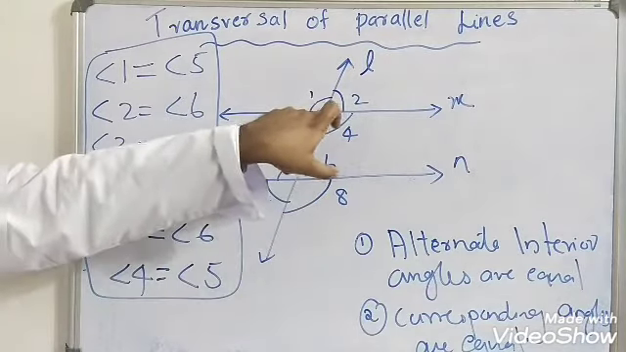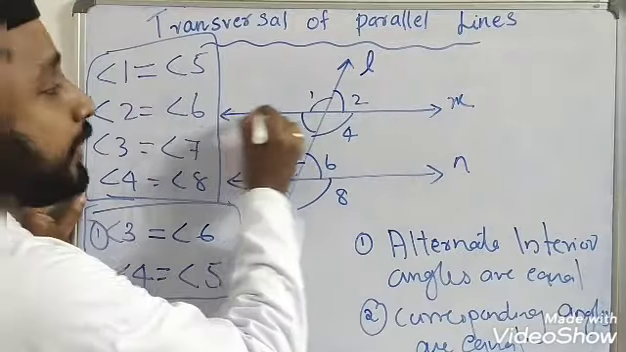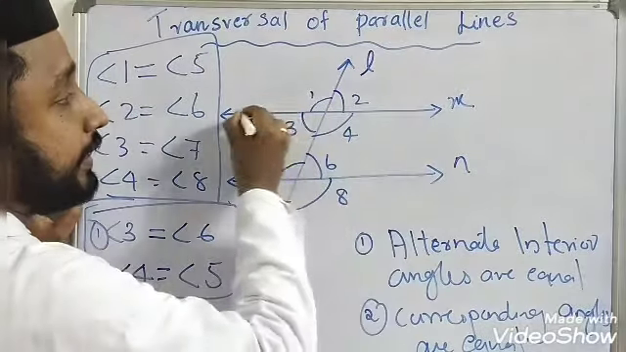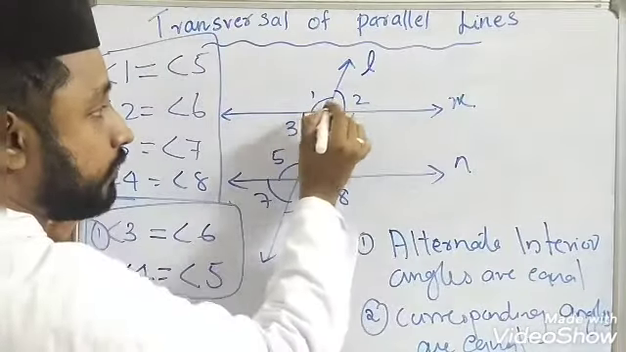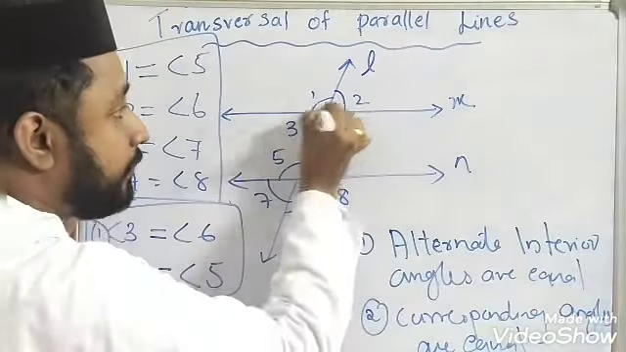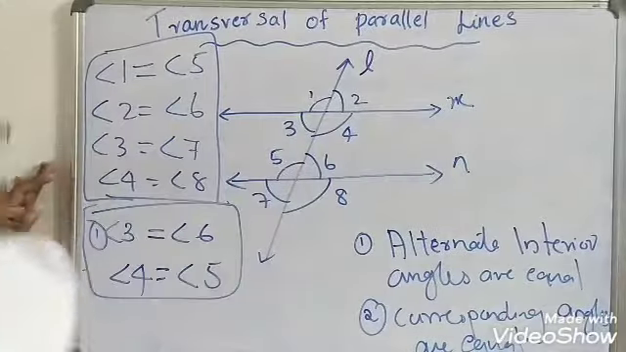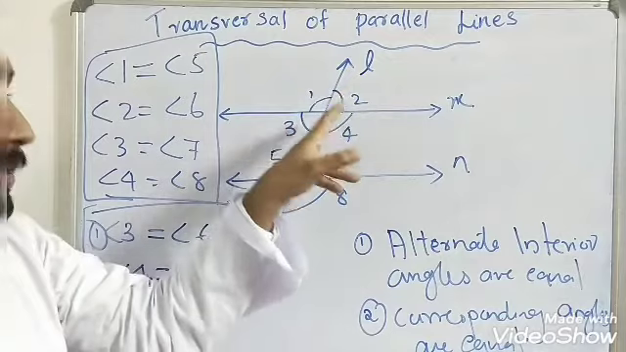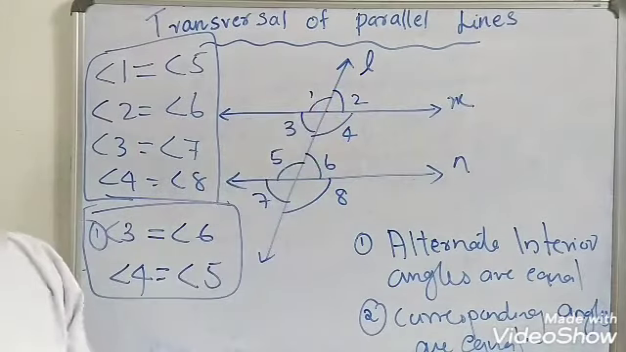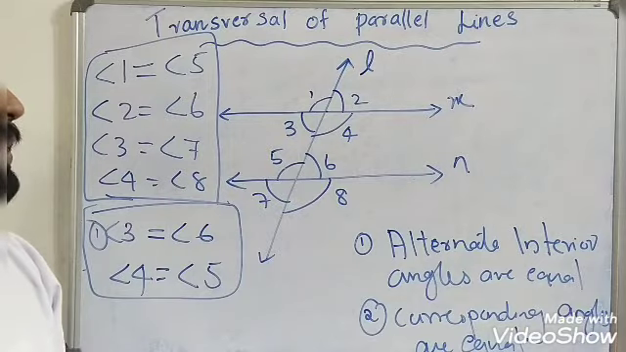Angles 1 and 2 form a linear pair. They share a common vertex and a common arm, and the non-common arms are in opposite directions. So this is a linear pair, and we have studied that the sum of a linear pair is 180 degrees.